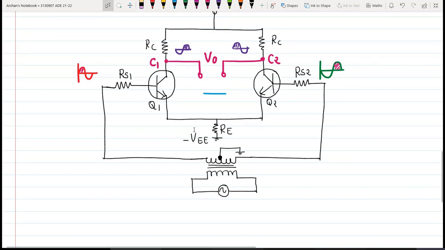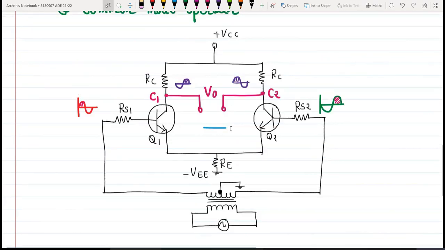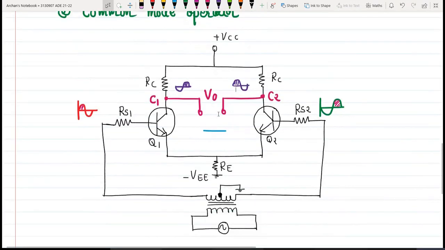And there will be no signal across the emitter resistance. So there is no AC signal current flowing through the emitter resistance, and hence this RE in this case does not introduce any kind of feedback. Basically this emitter resistance will introduce negative feedback, but in our case this RE does not introduce the negative feedback.